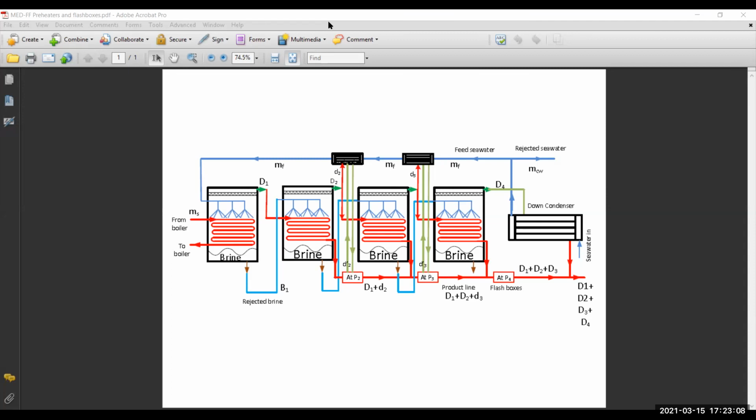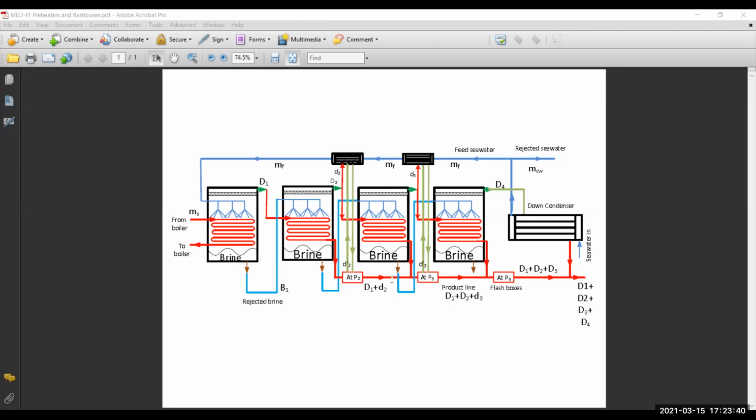So that's why I brought this one in here, so that when we have a system like that, it would be easy to do the mass balance as well as the energy balance for each one of the components. Keeping in mind that, for example, when we are considering, let's look at the flash box again, associated with effect number 3.